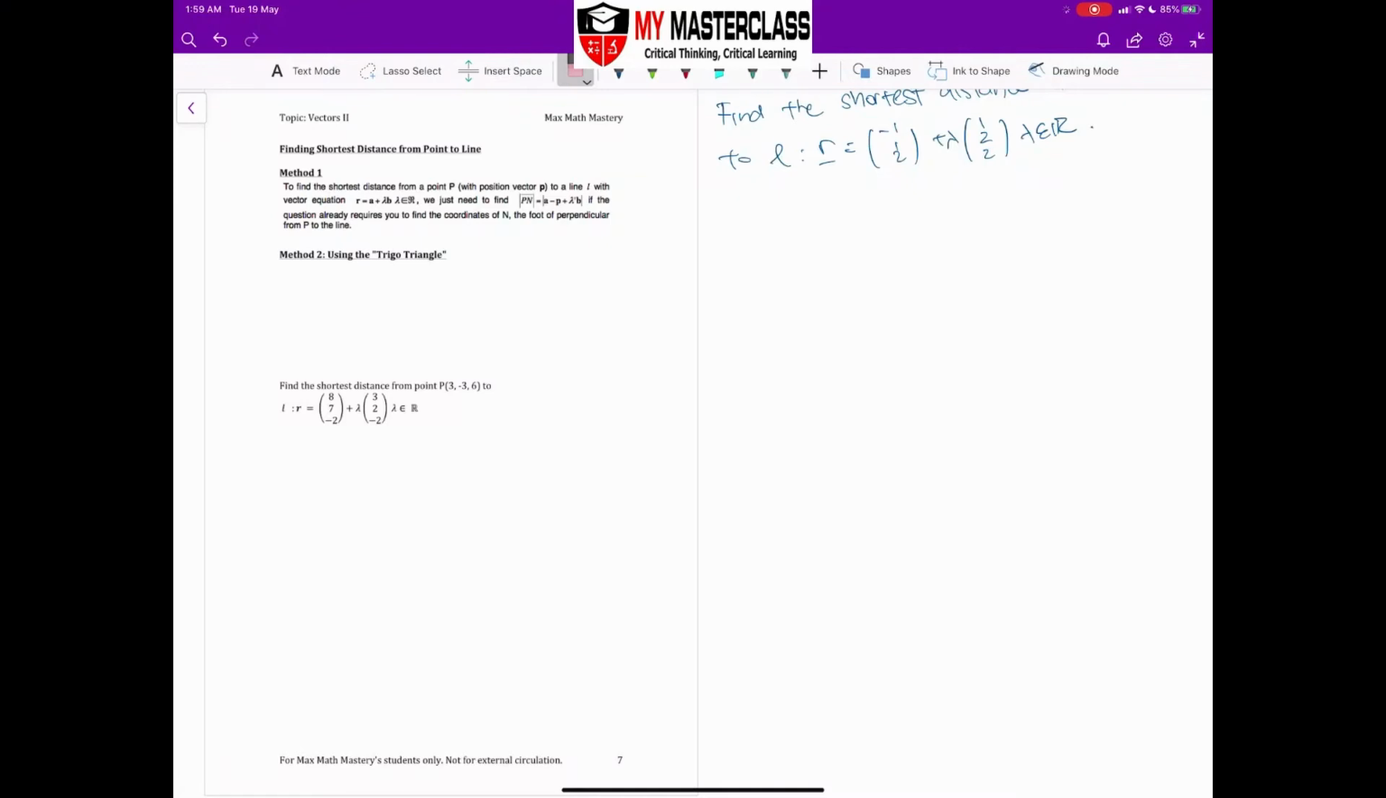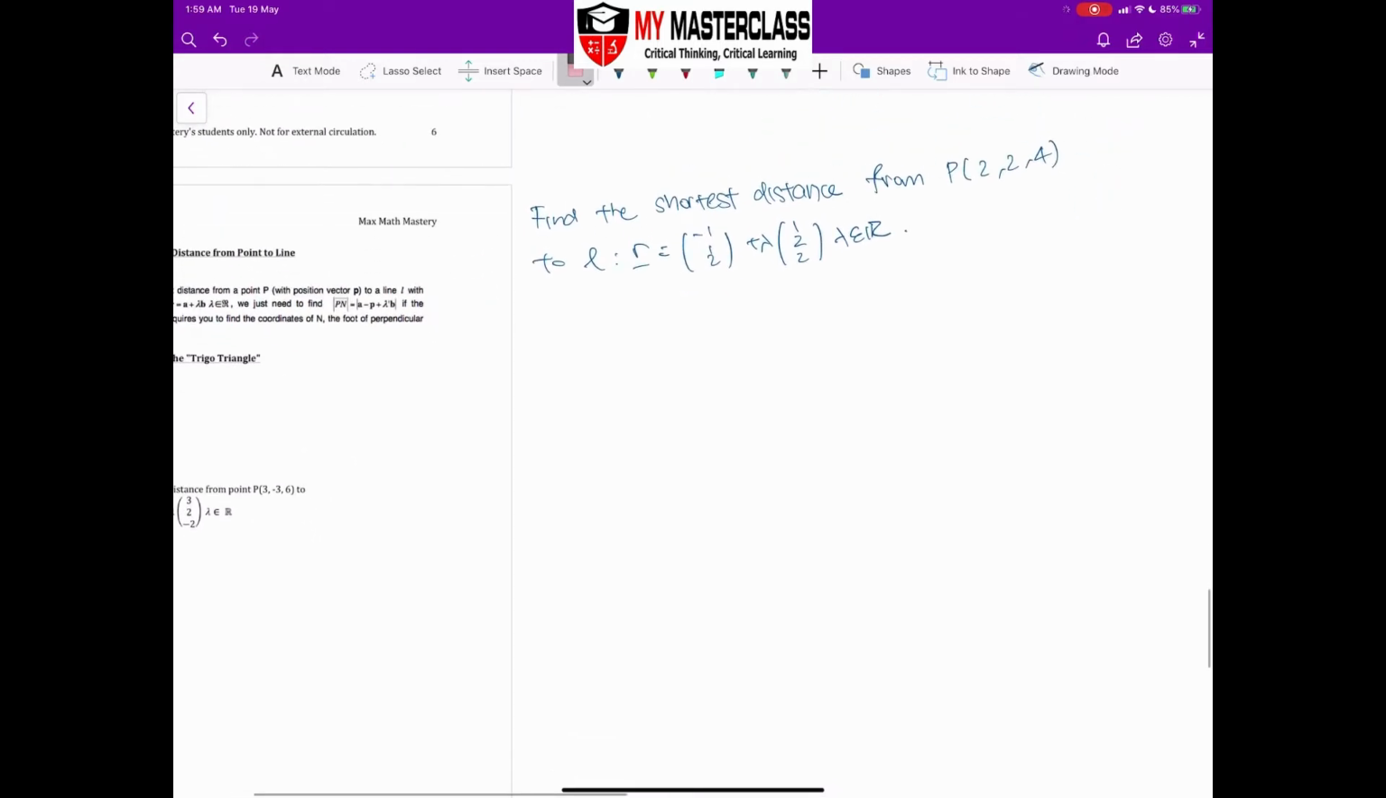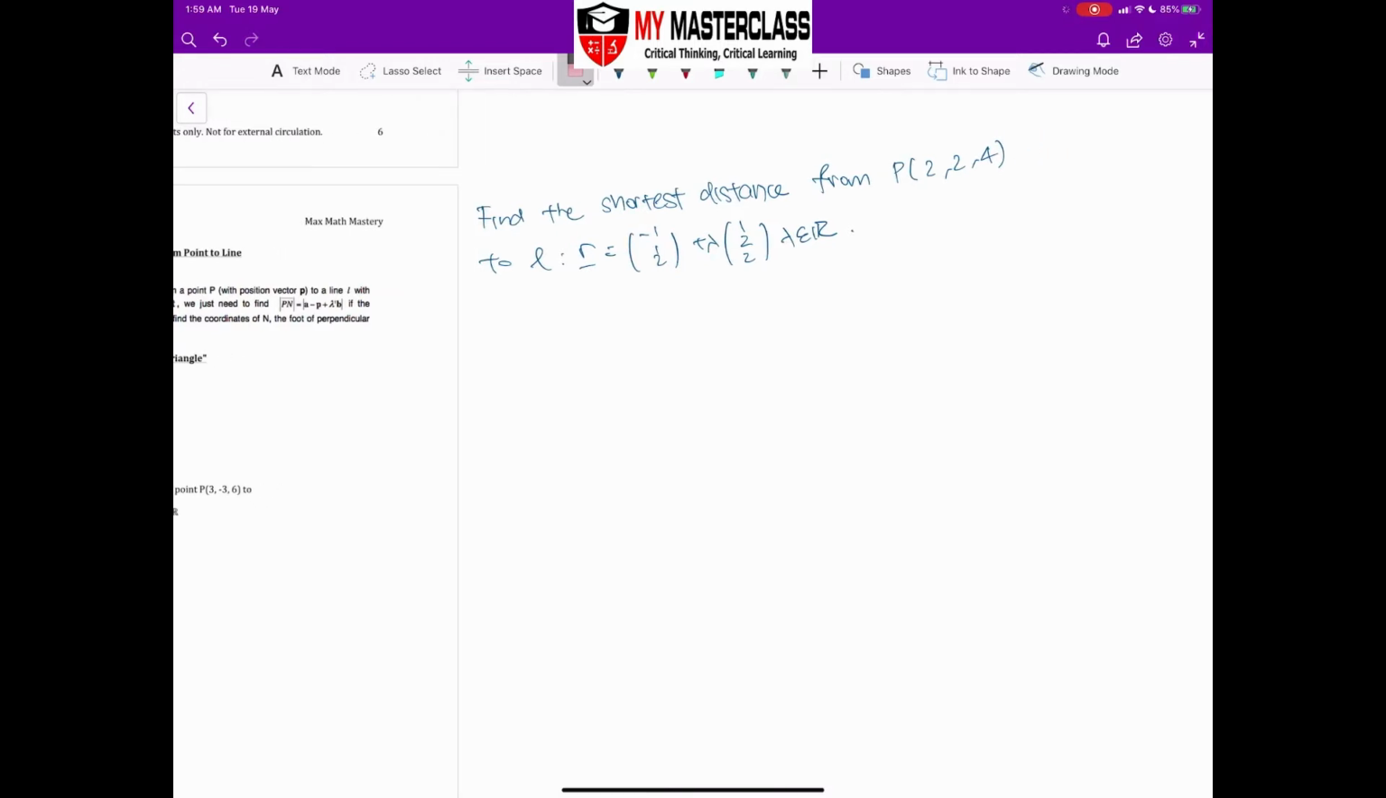So after we found the foot of perpendicular from a point to a line, we're going to proceed on to find the shortest distance from the point to a line. Over here, we're going to use the same point and same line as the previous portion of this question, where we tried to find the foot of perpendicular. Using the same point, which is (2, 2, 4), and the line (-1, 1, 2) plus lambda (1, 2, 2), we're going to learn how to find the shortest distance from a point to a line.